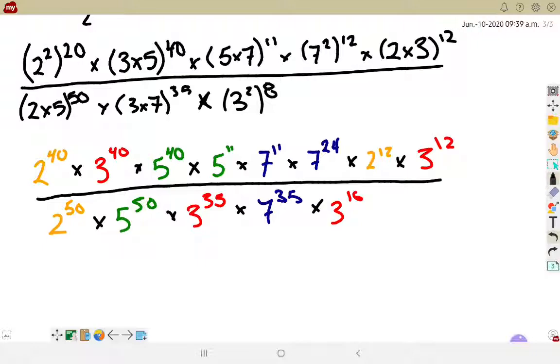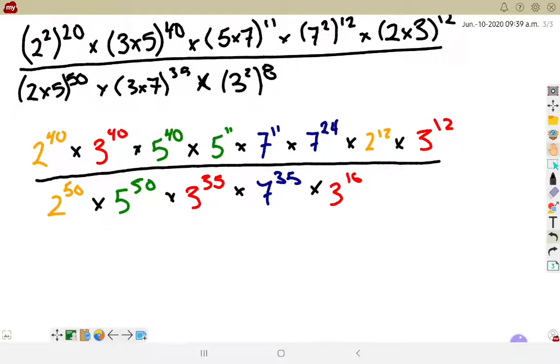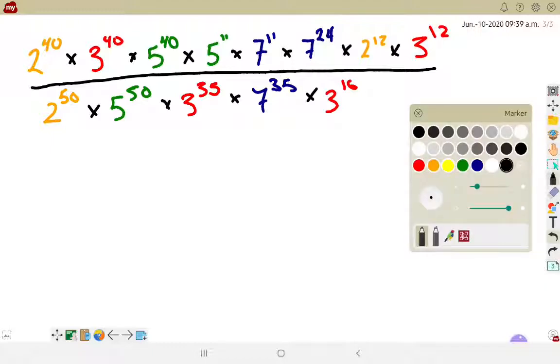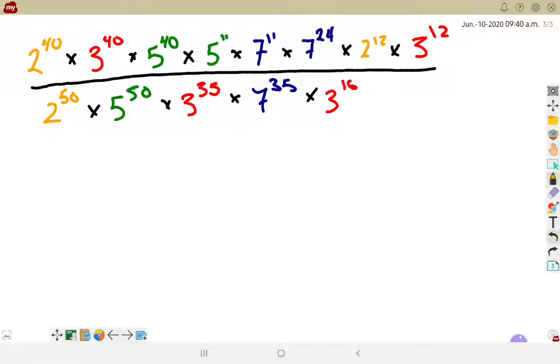Now, I wrote them all out in different colors. I did that on purpose because since all I'm doing is multiplying, multiplication is commutative. So I'm going to write all the things that are the same colors next to one another. It means I can switch my multiplication around, I can do it in whatever order I like. So I'm going to put my 2's all at the front. So I got 2 exponent 40 times 2 exponent 12 over 2 exponent 50.